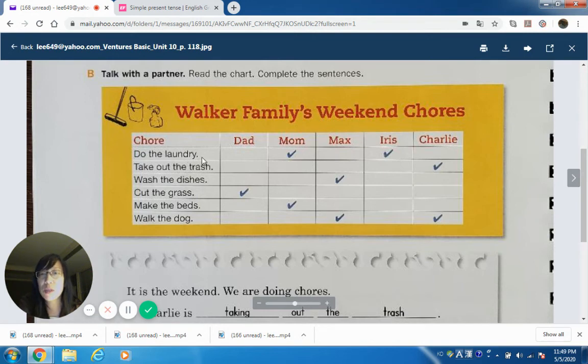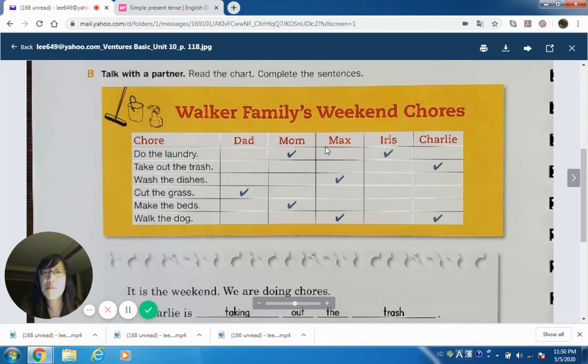Do the laundry, and period. Take, another verb. Take out, together. Take out, two words becoming a verb. You call this a phrasal verb. So, take out the trash. In English, there are many, many phrasal verbs. You just have to learn. Wash the dishes, cut the grass. Wash, cut, all verbs. Make the beds, walk the dog. These are all command sentences.